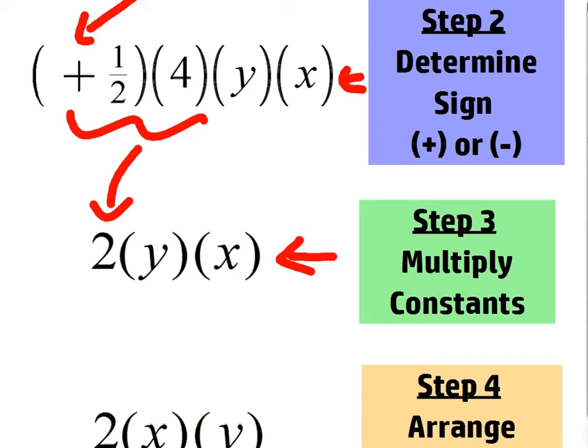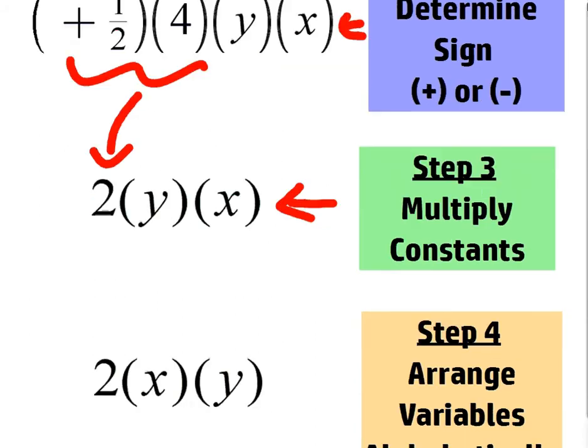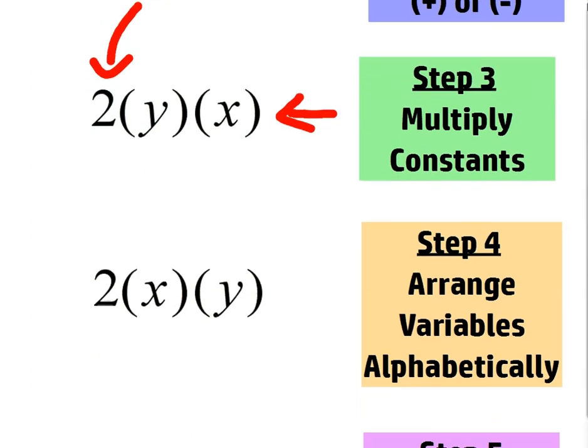And that's it for that. I mean, it's simple, you just multiply your constants together, not hard. Now is where we arrange alphabetically. I'm going to use orange this time. X comes before Y in the alphabet. And therefore, when we arrange this alphabetically, we're going to put x before y.